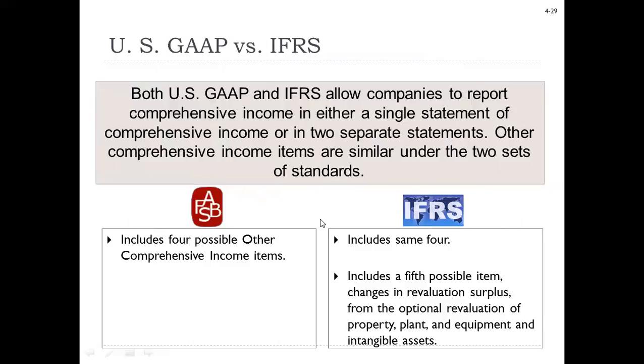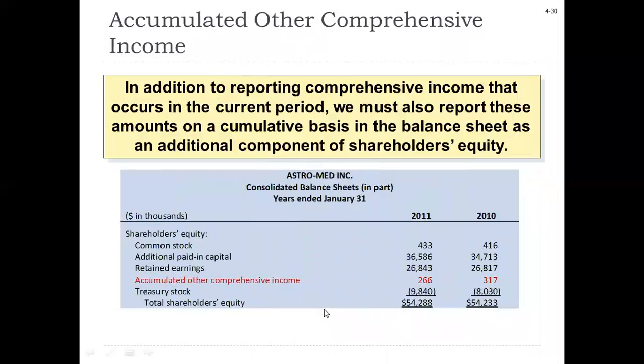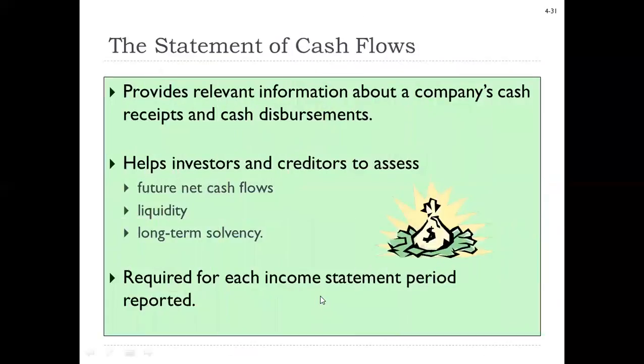So here are some differences between GAAP and IFRS. They're essentially the same between the two, except IFRS has a 5th item, which is changes in the value of property, plant, and equipment and intangible assets, that US GAAP doesn't have. Don't worry about that.